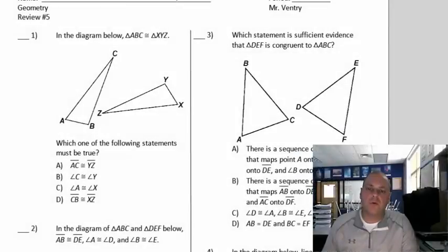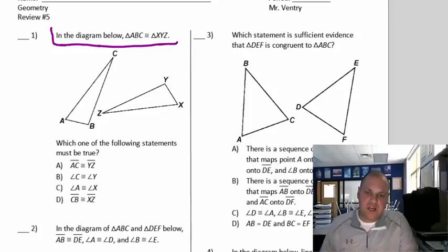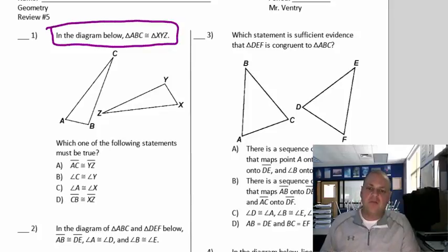All right, we're going to roll through review 5 here. Number 1, make sure we're reading this information carefully because of the way that they label A, B, C, and X, Y, Z. We can easily tell the corresponding parts. A corresponds to X, B corresponds to Y, C corresponds to Z.